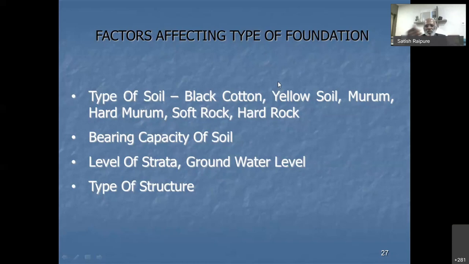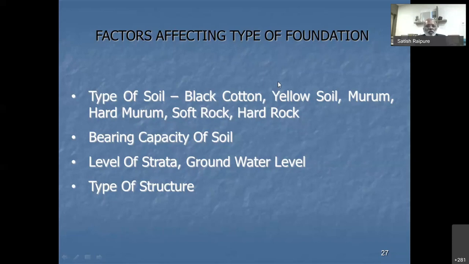It again depends upon the level at which we encounter the hard strata. Suppose the hard murum is available at a depth of 3 to 4 meters, we can definitely go for the open footing. If hard murum, soft rock or hard rock is available at a shallower depth, we can definitely go for the open type of footing. In case of black cotton soil, when the structure is very heavy and the area is very large, then the raft foundation or a mat foundation is the only solution. Same is the case with the yellow soil also.